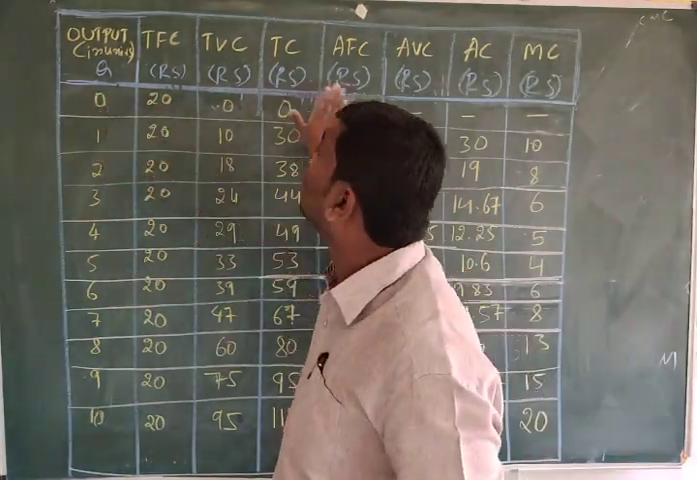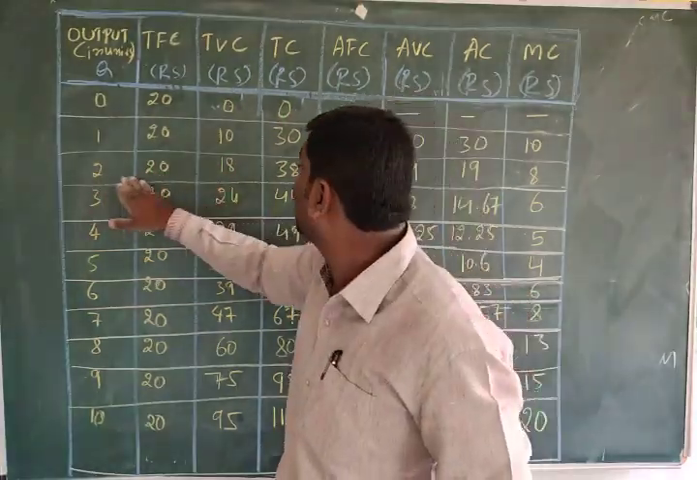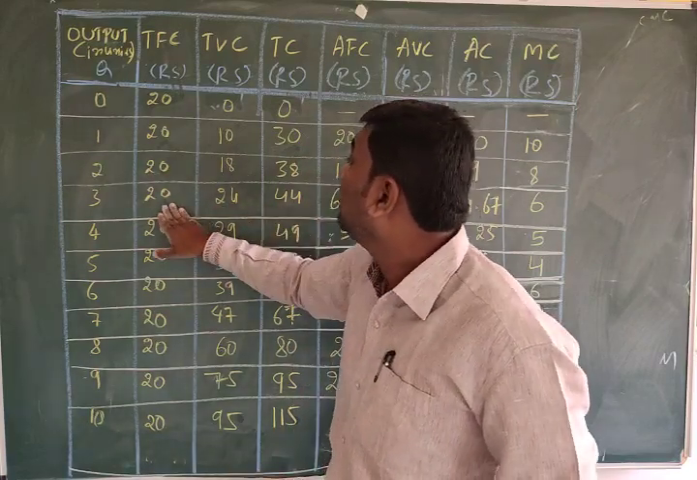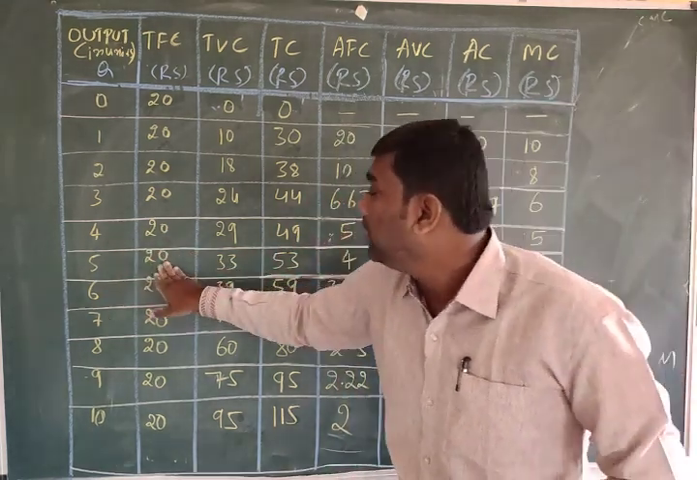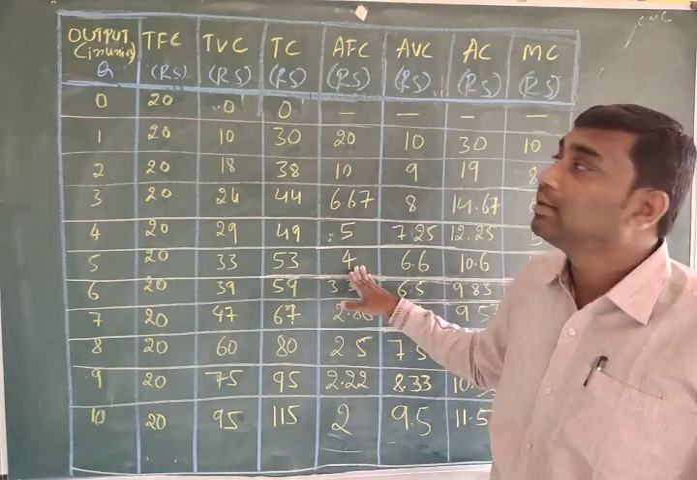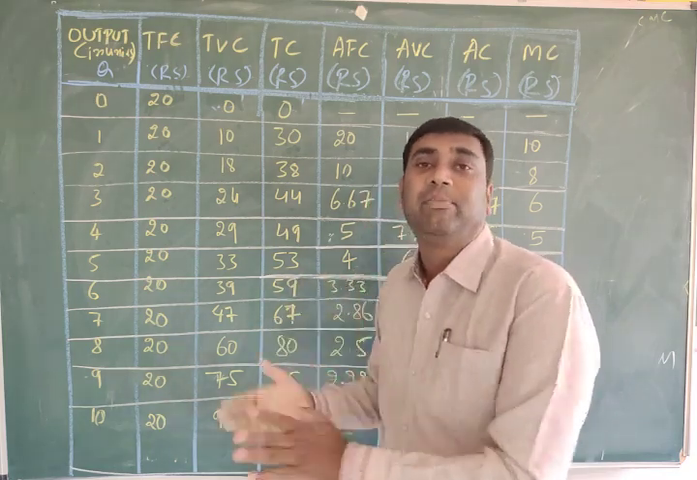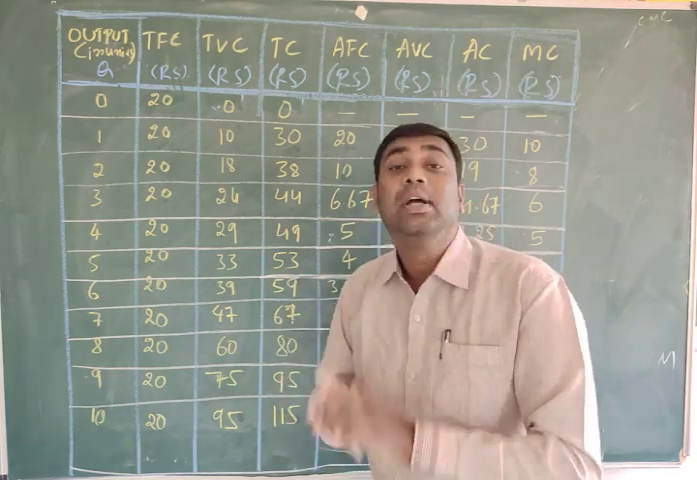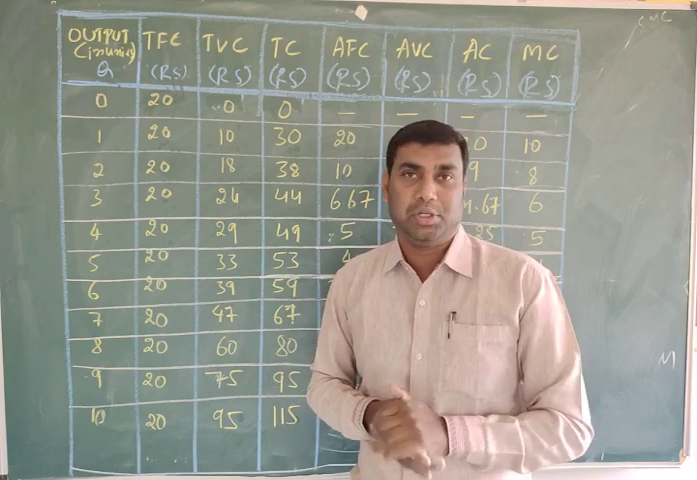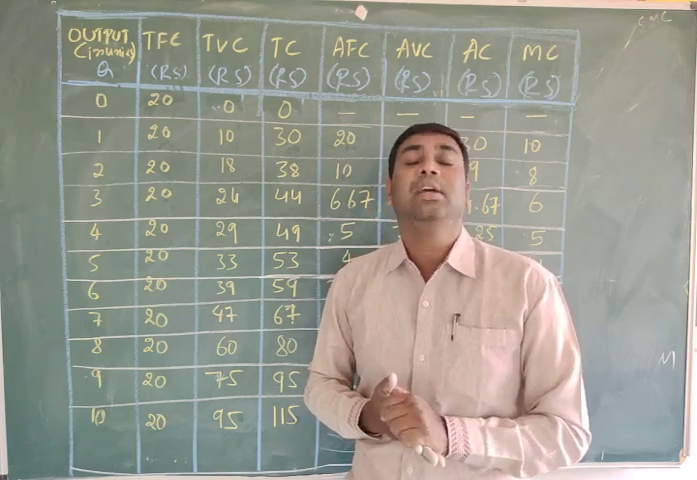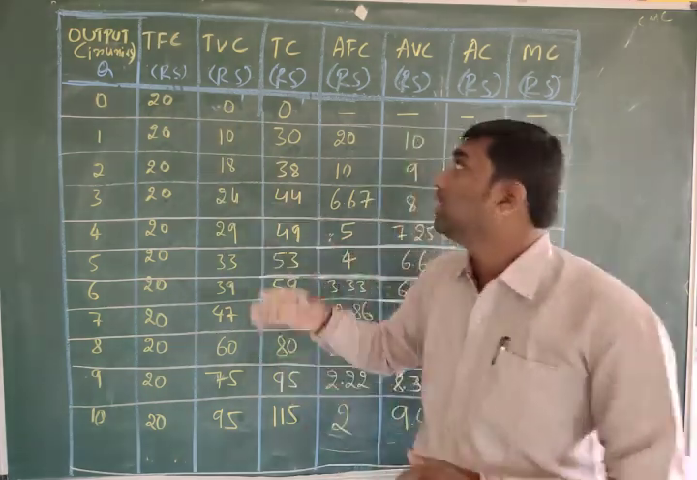20 divided by Q, that is nothing, 0. 20 divided by 1, 20. 20 divided by 2, 10. Then 20 divided by 3, 6.67. 20 divided by 4, 5. 20 divided by 5, 4. That is AFC, average fixed cost, per unit cost of fixed factor. The formula is AFC is equal to TFC divided by Q, total fixed cost divided by number of units produced. Q means quantity of output, like in units. So that is AFC.